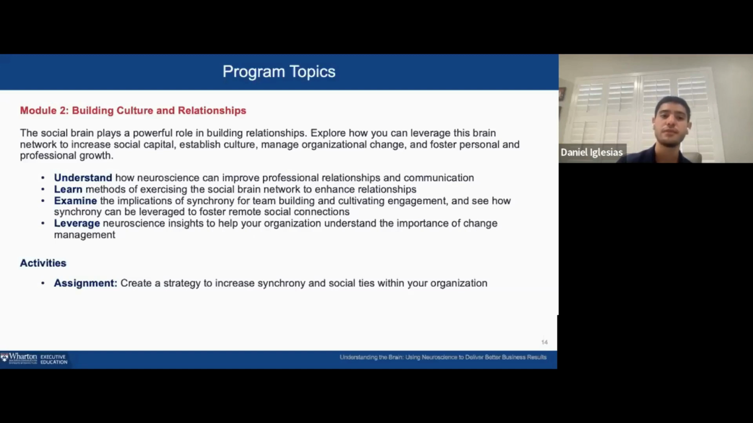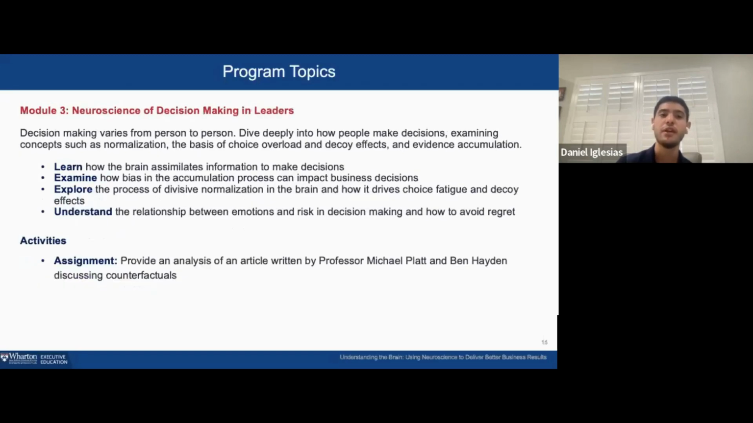For module 3, we will then look at neuroscience of decision-making and leaders. So as the course begins, we'll look at the anatomy of the brain, then think about social connections and our workforce experiences, and then consider decision-making. Decision-making is something that we can unpack for our own experiences, but then to think from a business standpoint, how to best persuade or influence the actions of consumers. So for that, we'll first learn how the brain assimilates information and processes to make decisions. Later, we'll examine biases that exist in accumulation process and how that can impact that decision-making.